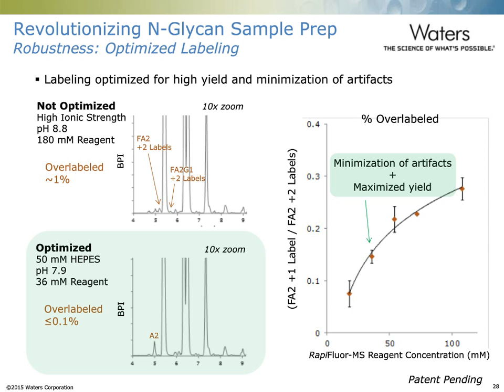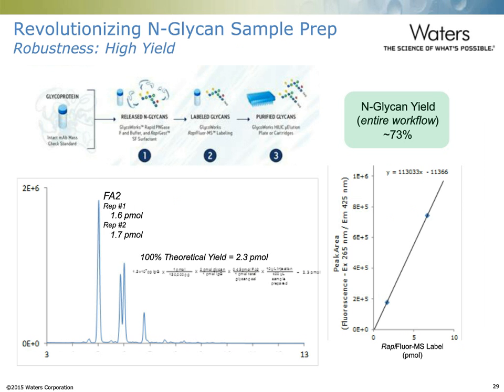Finally, in a different view of robustness, it is worth looking at the yield of N-glycans through the entire workflow. This was evaluated in order to measure the collective efficiency of combining rapid deglycosylation, rapid labeling, and microelution HILIC SPE extraction of the RapiFluor-MS labeled glycans. RapiFluor-MS labeled N-glycans from a mAb were therefore prepared, analyzed by HILIC fluorescence, and quantified by means of an external calibration. Using a theoretical yield and duplicate analyses, it was determined that the percent yield through the entire sample prep is approximately 73%.